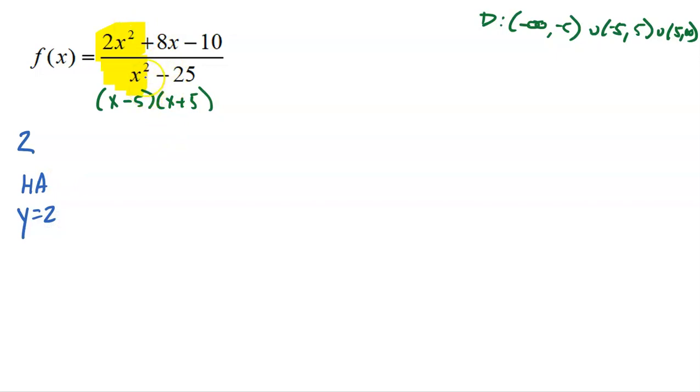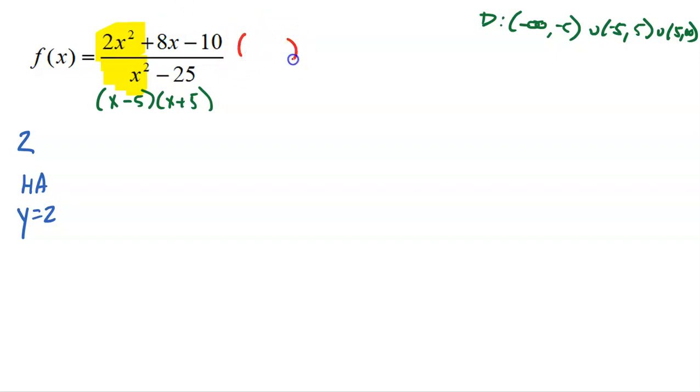My degrees are tied. So when I divide the leading terms, I do get a constant, and that constant is your horizontal asymptote. So this tells me that my end behavior to the right and to the left, towards positive infinity, towards negative infinity, is going to be 2. All right, what else? Now to find zeros and vertical asymptotes, I got to do a little bit of factoring.